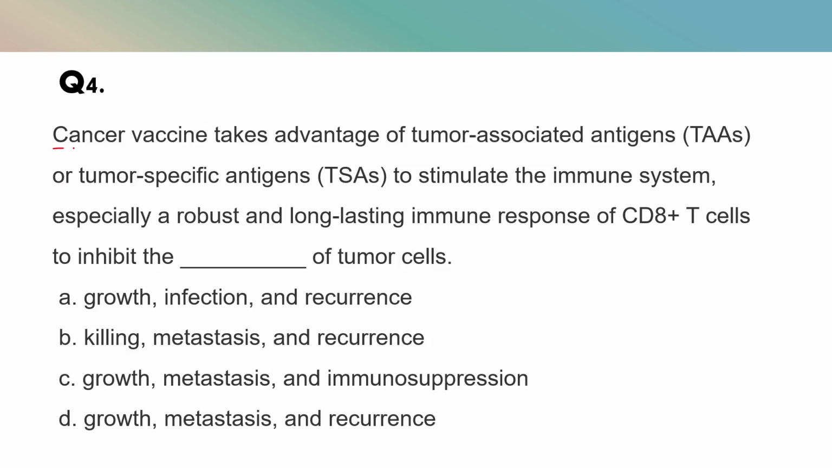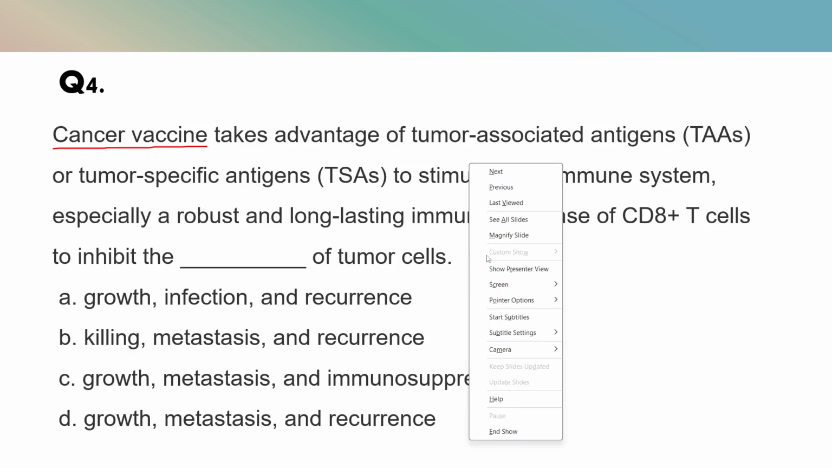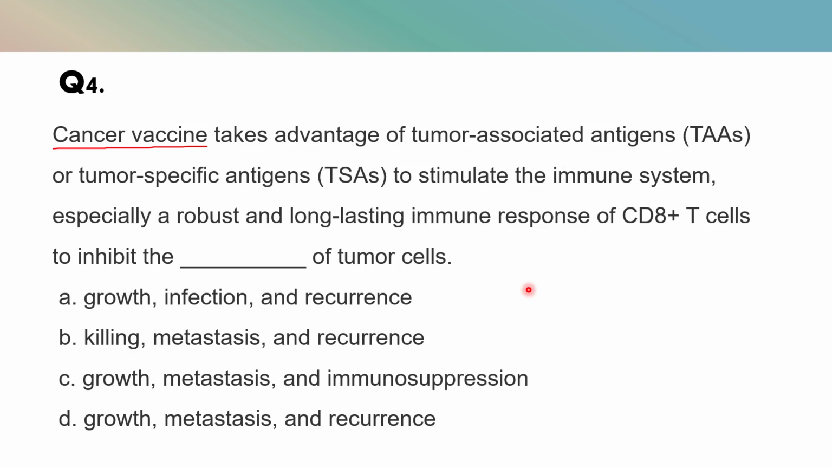So cancer vaccine. I don't know if everyone heard about it or not. So let's discuss it more. I guess it will be a new thing to know because cancer vaccines are not quite old to discuss. It is in the new generation only. So cancer vaccines take advantage of tumor associated antigens or tumor specific antigens to stimulate the immune system. Fine. Especially a robust long-lasting immune response of CD8 T cells to inhibit the death of tumor cells.